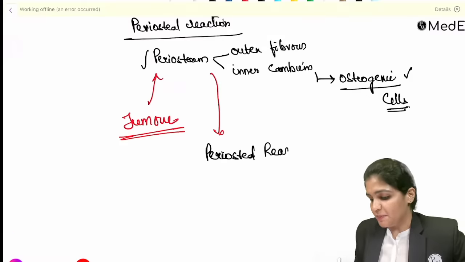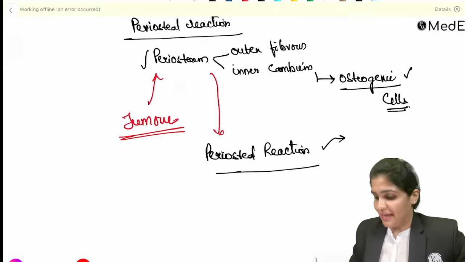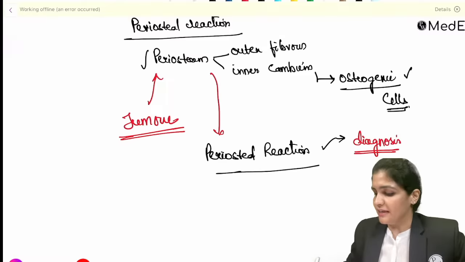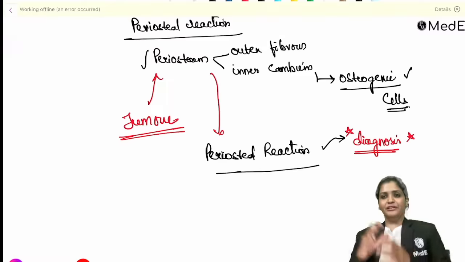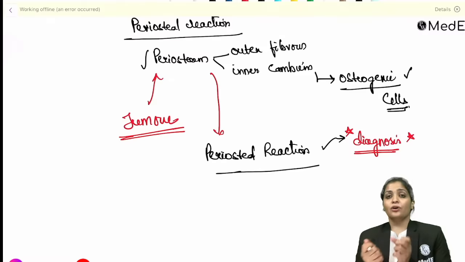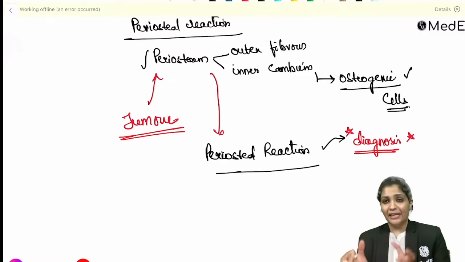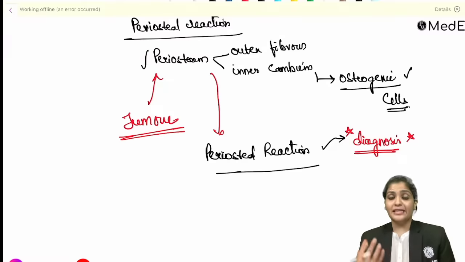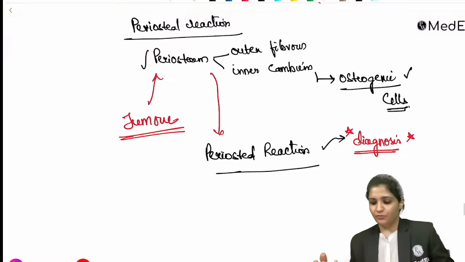So why is this periosteal reaction important for us? Based upon this periosteal reaction, you can lead this into a diagnosis. You can come to a conclusion. Each tumor behaves differently, right? Each tumor is peculiar. So whenever you see an X-ray and you see a particular type of periosteal reaction, then you can simply say the diagnosis, right? It will be helpful for your diagnosis.